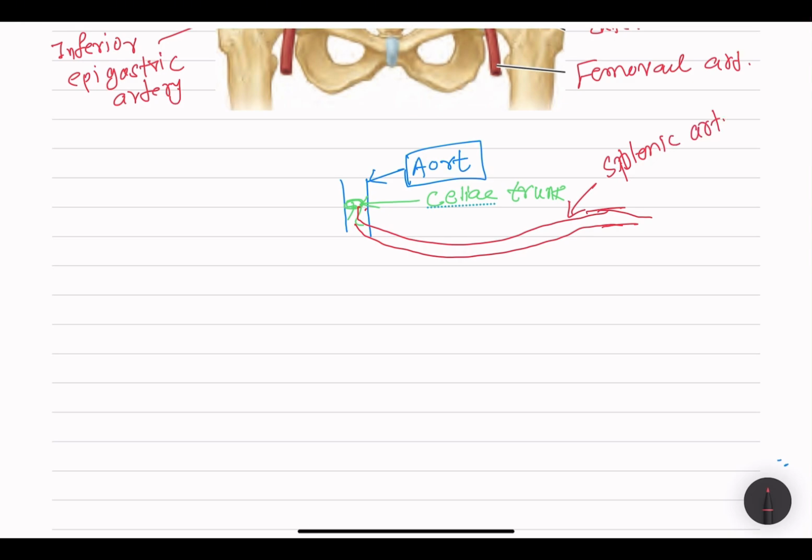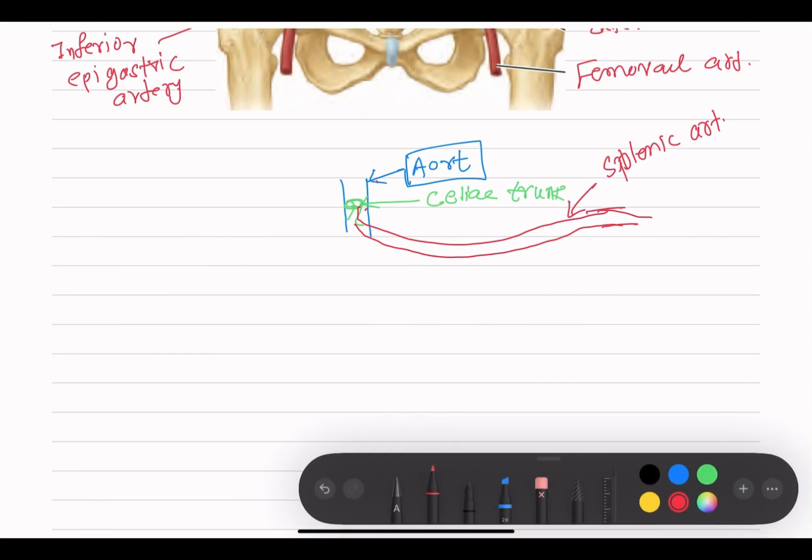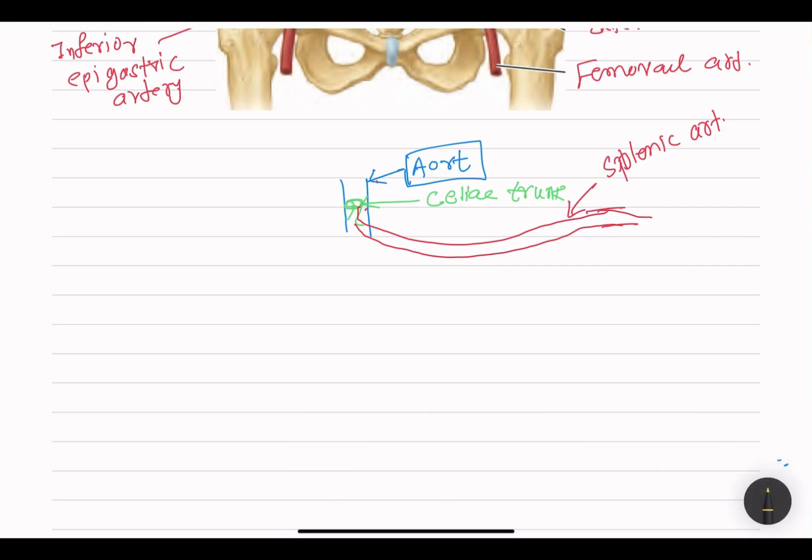Splenic artery, it's coming from the celiac trunk, and celiac trunk is coming from aorta. So we have to understand also. This is the celiac trunk. Same, from this celiac trunk, there is another artery coming.